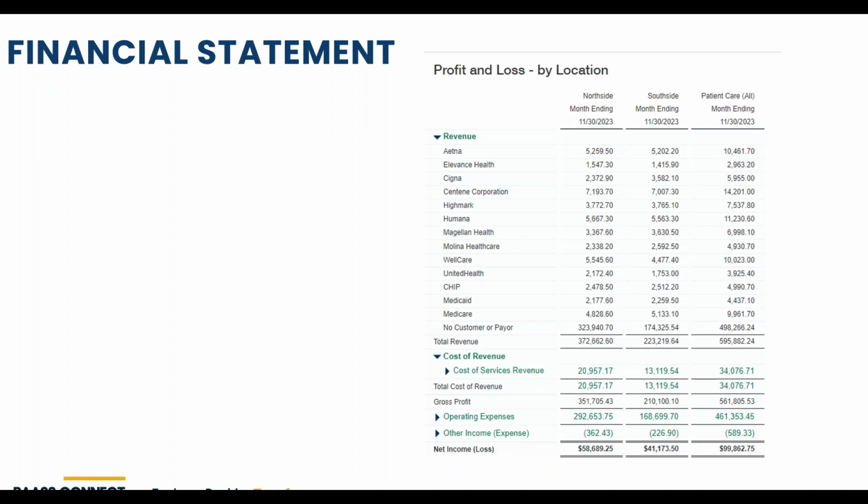My dimension is an element at the top. It pivots at the top. North side, south side, and patient care are my locations. And at the same time, I still have revenue by customer. Imagine this is your financial statement. This is not an accounts receivable report. This is a financial statement with customers as a revenue source and location as my columns.